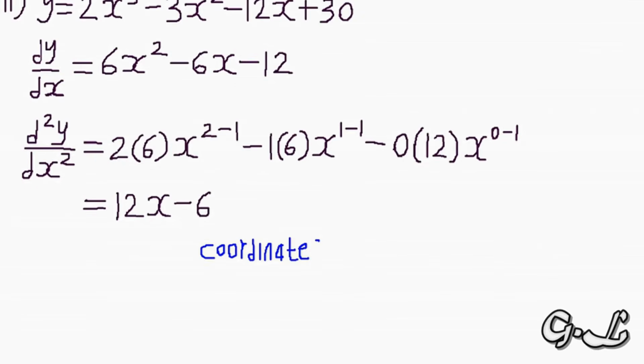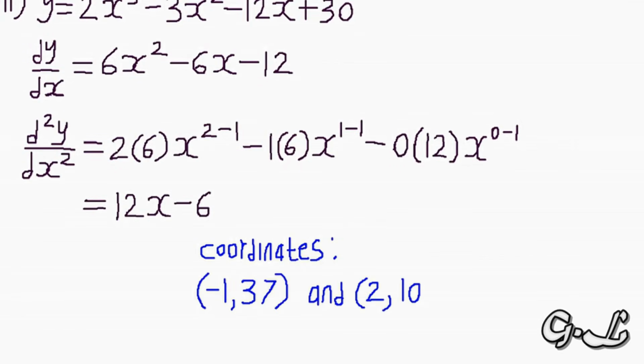So the coordinates were -1, 37 and 2, 10. We're not going to get the y coordinates. The only thing that we're interested in are the x coordinates. So we're going to start with the first one, which is -1.